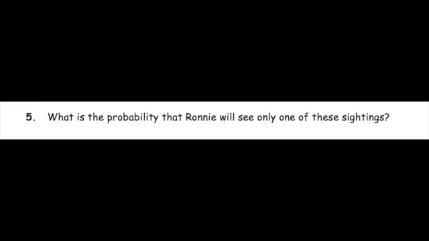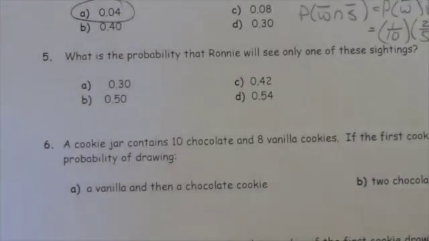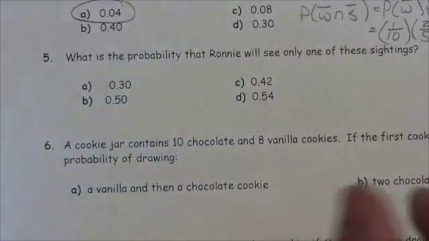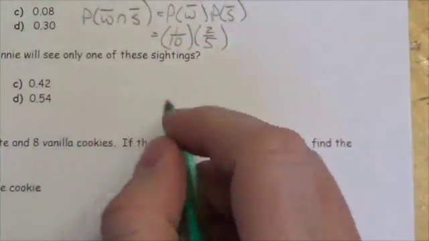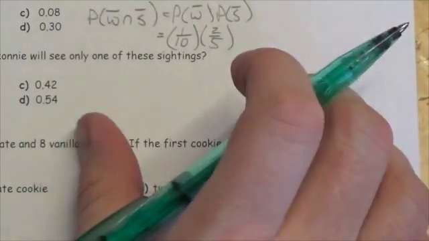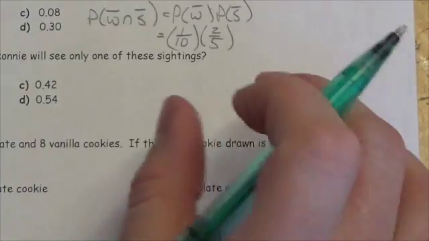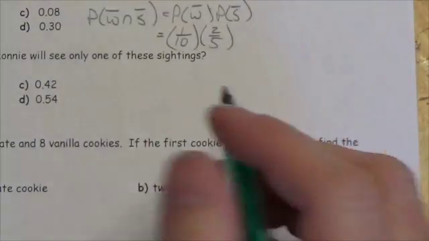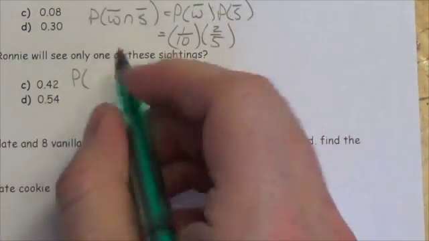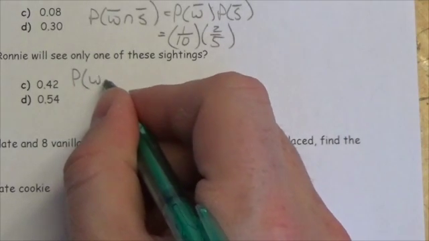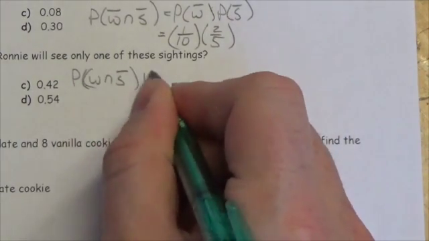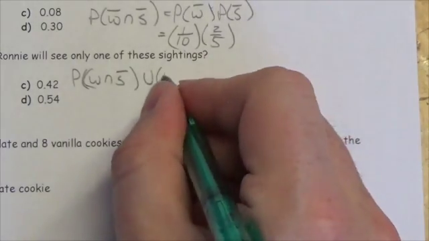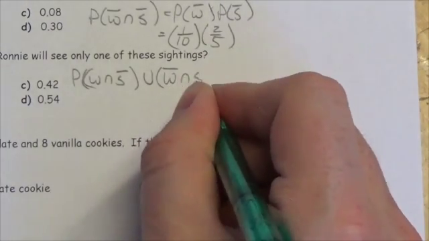What is the probability that Ronnie will only see one of these sightings? Okay, now, this one's a little bit more interesting. What's the probability he's only going to see one of these? Now, it could be the whale or the seal. That "or" is going to imply addition here. So this is the probability that Ronnie sees, let's say, a whale and not a seal, or he doesn't see the whale and he sees a seal.